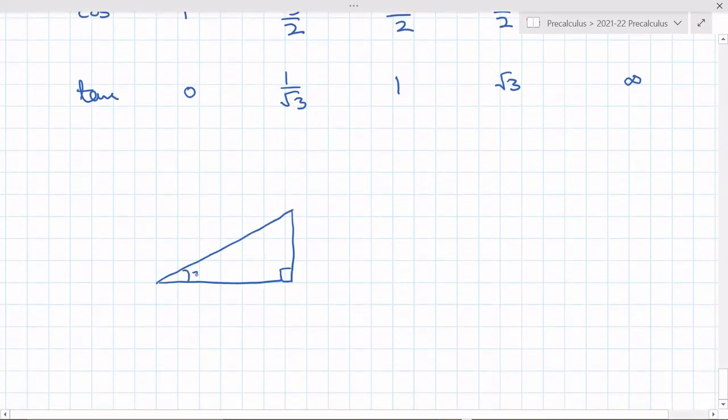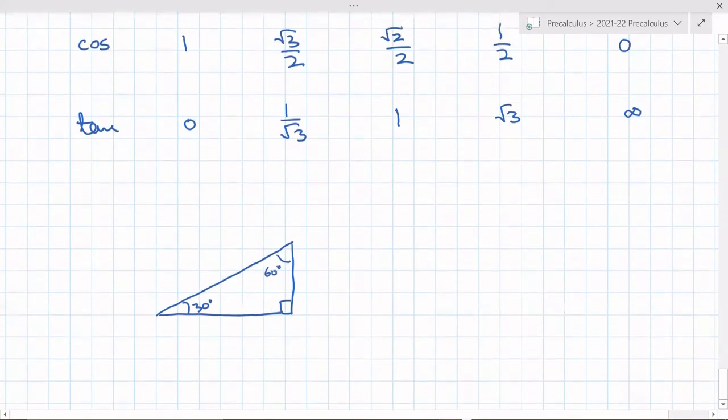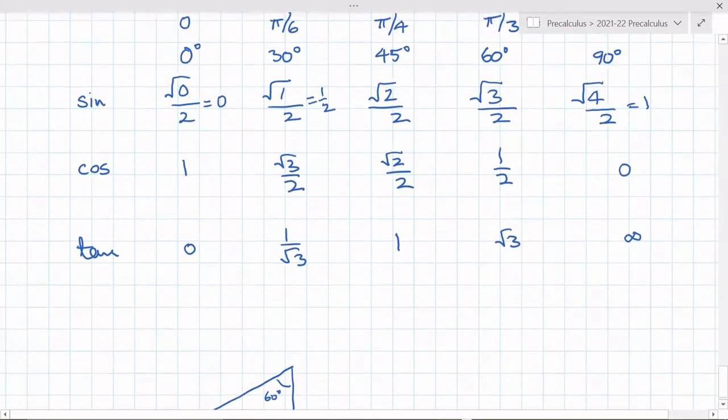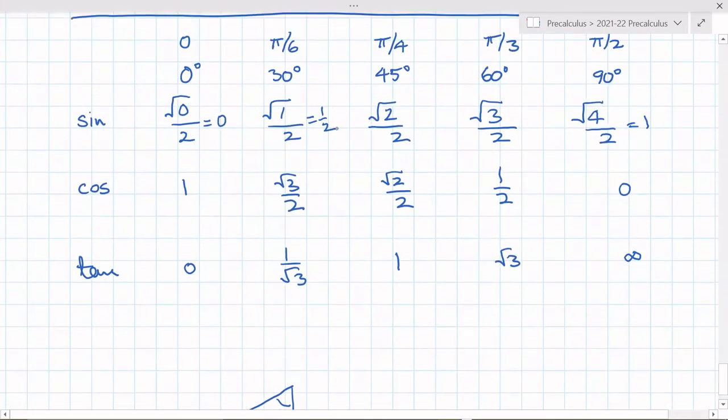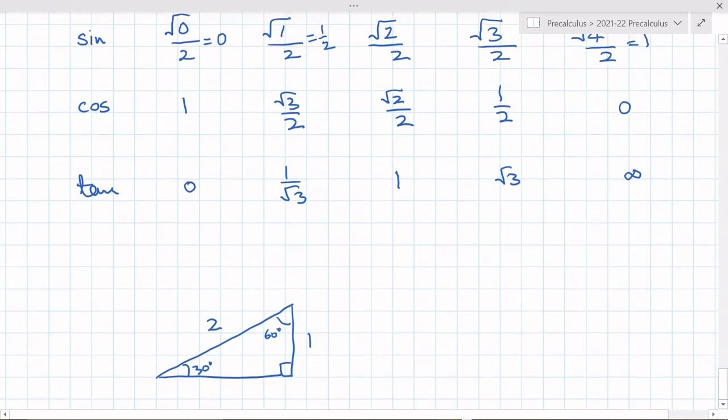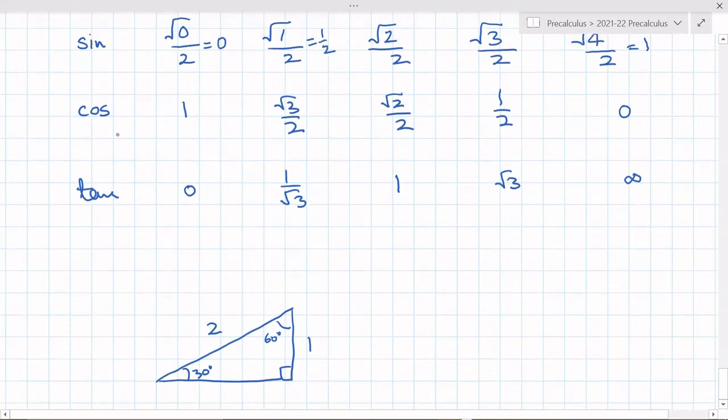So let's say this is 30 degrees. Since that's 90, then this has to be 60. Now for 30 degrees, what is the sine? Sine is opposite over hypotenuse. And sine 30 is 1 over 2. That means this ratio is 1 to 2. Right? By Pythagorean, you can check this, or you can check the cosine for 30.